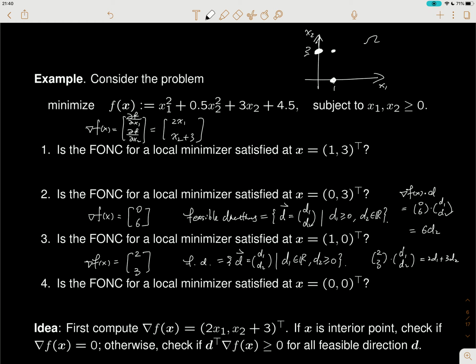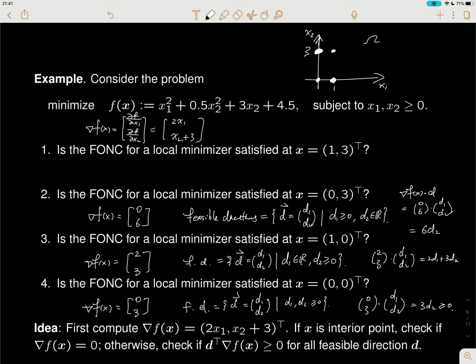Okay, similarly, we can do the last one where x is (0, 0). So this is the x. When I take the gradient f at this point, I'll have to plug in (0, 0) there. So it will be (0, 3). In this case, the feasible directions are more special. They can be only these directions. So d1, d2 must be both non-negative, right? So the feasible directions will be the collection of vectors where d1, d2 are both non-negative. So when I take the inner product of (0, 3) and (d1, d2), I'll get 3d2. But d2 has to be non-negative, so this has to be non-negative. Okay, finally we have this point x, the point (0, 0), and at this point the first order necessary condition is satisfied.